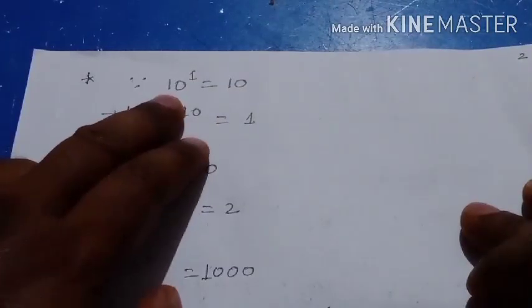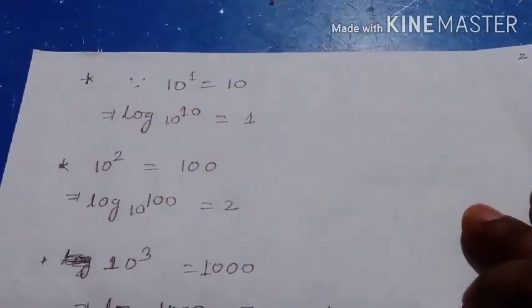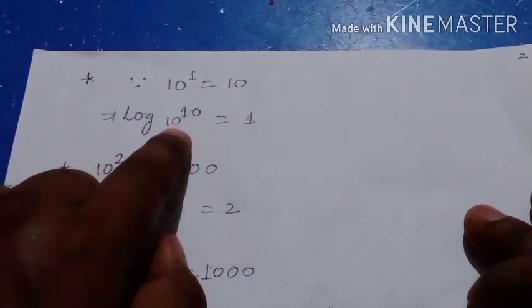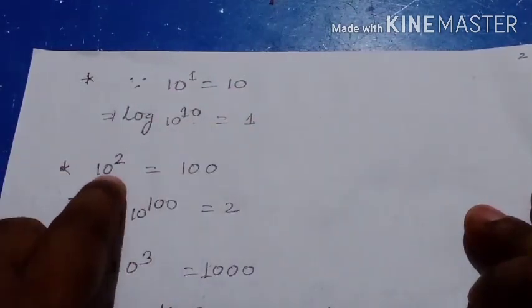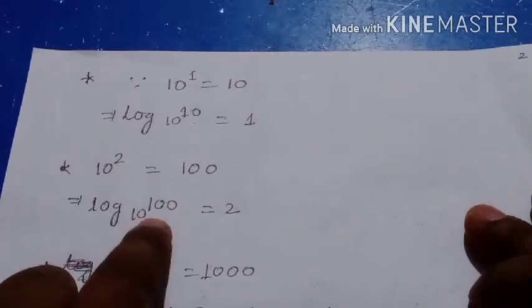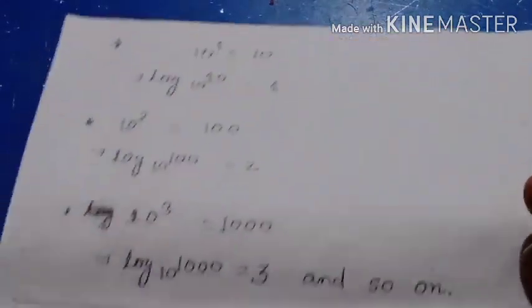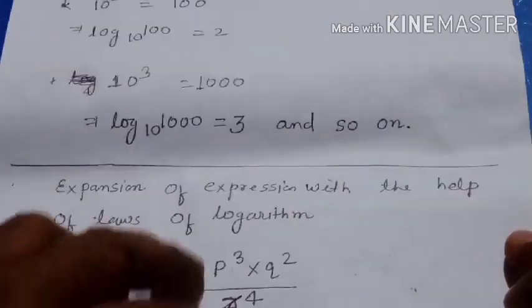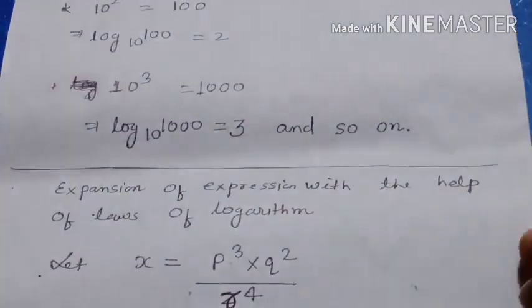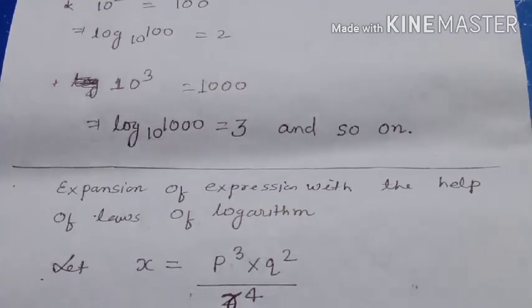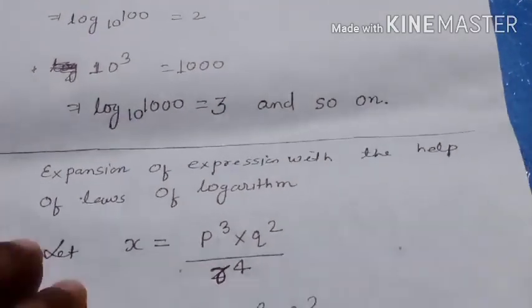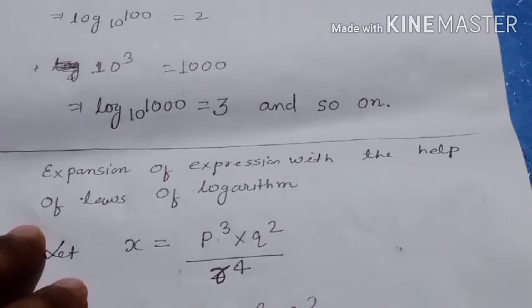Now whatever I am going to discuss has already been discussed, but we will repeat it again. Like 10 to the power 1 is 10, so log 10 is equal to how much? 1. 10 to the power 2 is 100, so log 100 is equal to 2. And similarly 10 to the power 3 is 1000, so log 1000 is equal to 3.